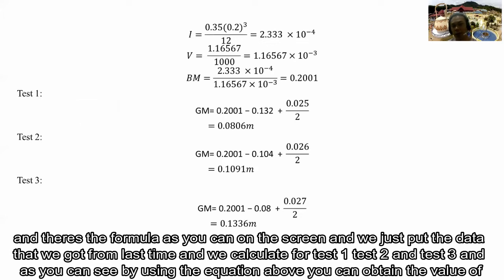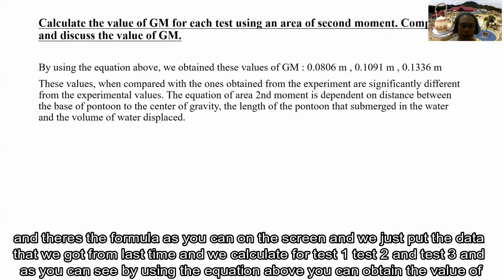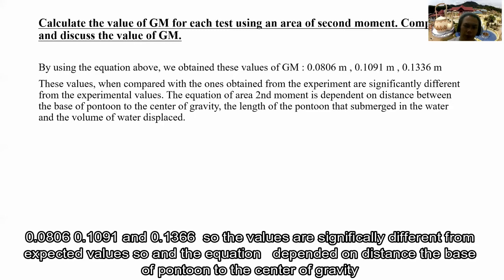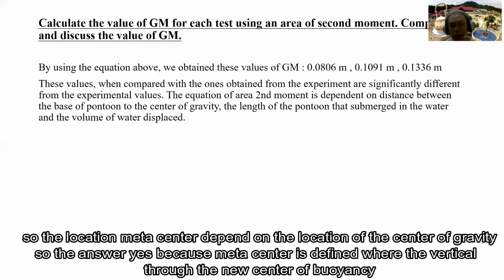We just put in the data that we got from last time and calculate it for test 1, test 2, and test 3. As you can see, by using the equation above, we obtain the values of 0.0806, 0.1091, and 0.1336. So the values are significantly different from the experimental values, and the equation of the area of second moment is dependent on the distance of the base of the puntun to the center of gravity.